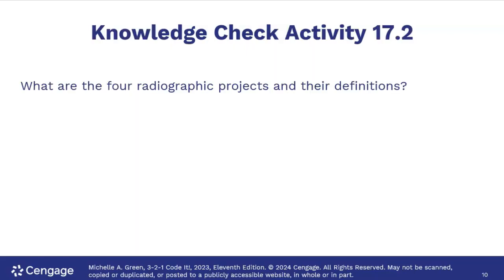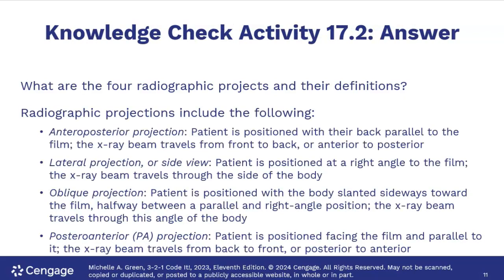What are the radiographic projections and their definitions? What are the four, I should say? And here, this is kind of good to know. We have the anterior posterior, tells you how the patient is positioned. We had these, if everybody remembers, back in medical terminology too. Lateral or side, oblique projection, posterior anterior projection.